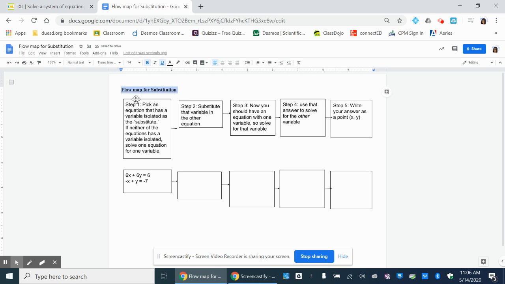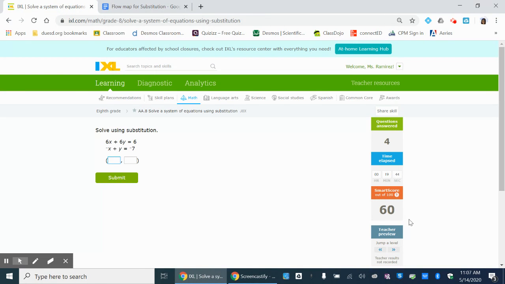Hey guys, good morning. So I actually created a flow map for you guys to help, and then I'm going to do an example so we can have a parallel flow map with the steps on how to use substitution and then an example. So I'm actually on IXL right now.